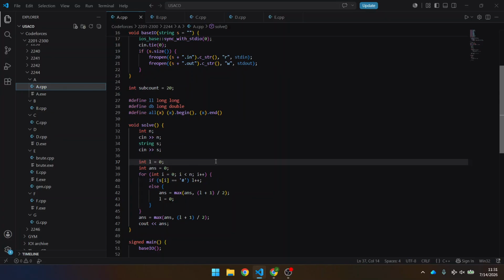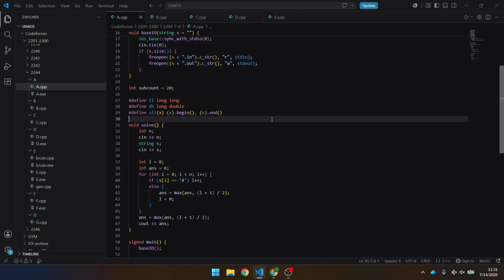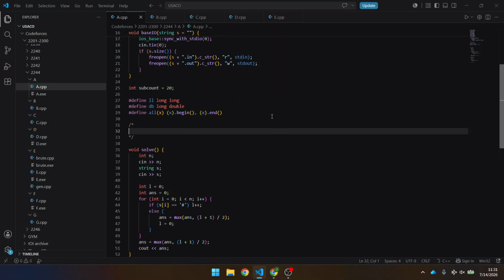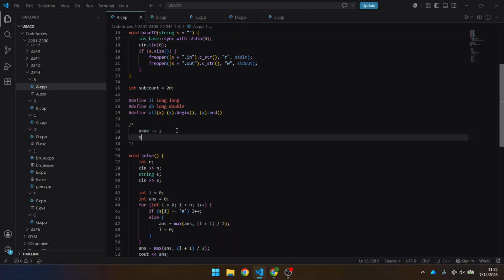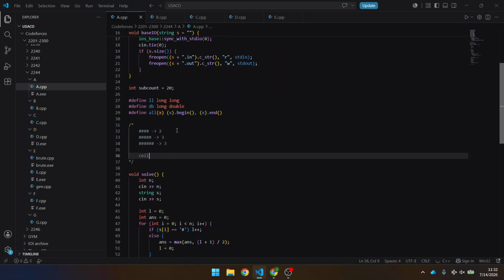Alright, so problem A basically is, if you have a sequence of lines, for example, if you have four of these, then you need 2 times to erase it, right? So 1, 2, and 1, 2 over here. But if you have 5, then you'll need 3, right? If you have 6, you also need 3. So basically, it's just the ceiling of the length divided by 2.